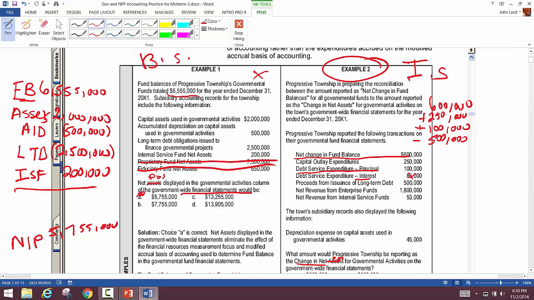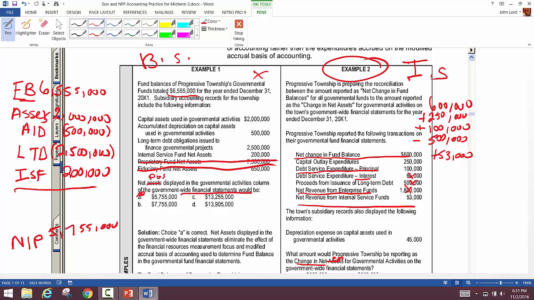Okay, good. What do you want me to do with the net revenue, which is like net income from the enterprise funds? Ignore it. We're reconciling fund balance for the governmental funds to governmental activities, not the enterprise funds and the business type activity column, isn't it? So I ignore that. How about net revenue from the internal service fund? That I add back because I'm trying to get to my net income for my governmental activities, and my internal service fund is part of my governmental activities, isn't it? So I put that back.